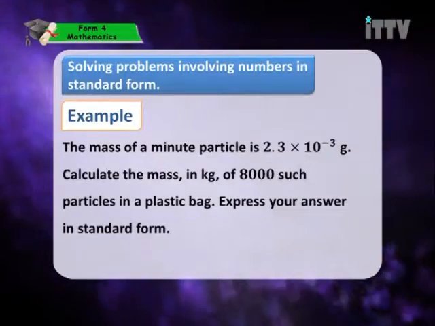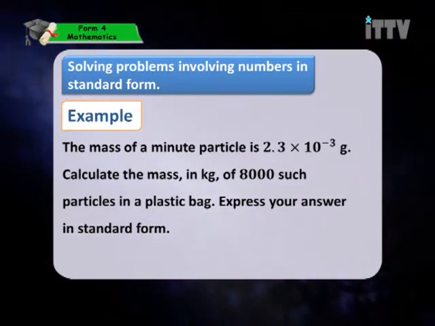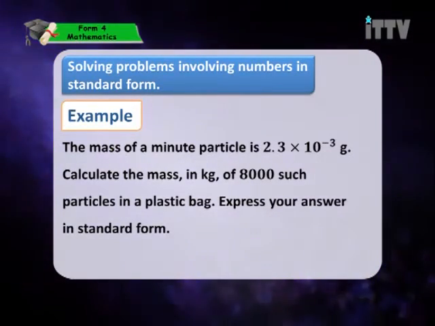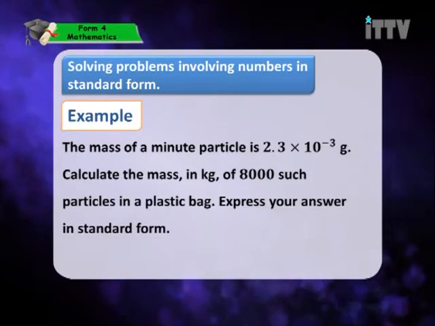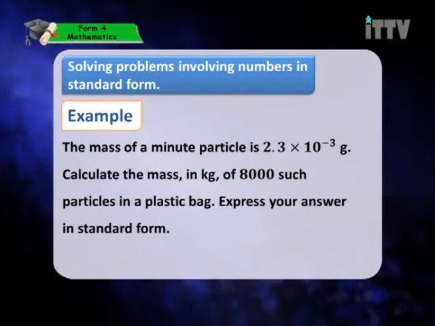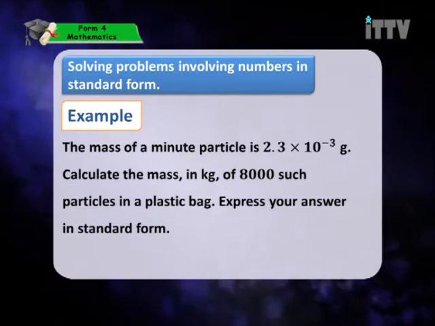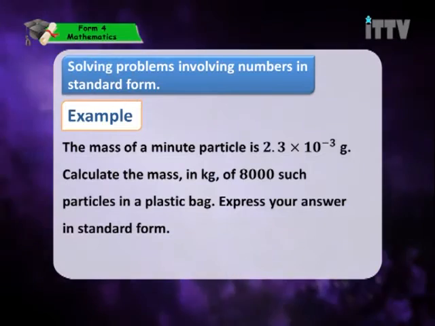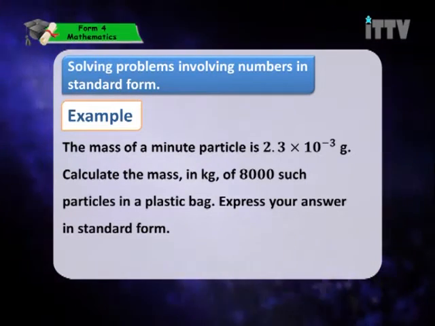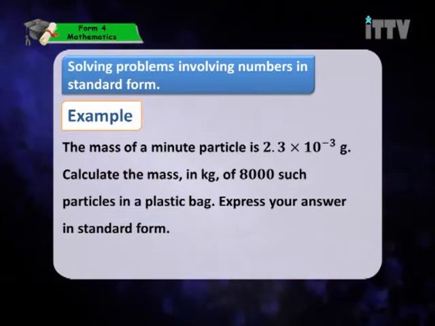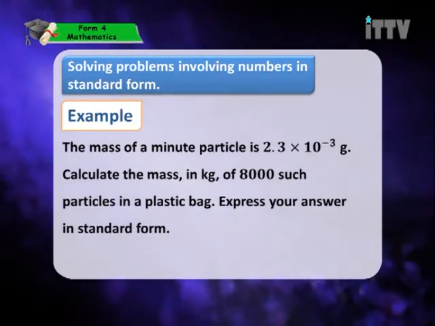Alright, sometimes we have to solve problems involving numbers which have already been converted to standard form. Let's look at this example. The mass of a minute particle is 2.3 times 10 to the power of minus 3 grams. Calculate the mass in kilograms of 8,000 such particles in a plastic bag. Express your answer in standard form. Alright, this is a problem involving standard form because you are required to express the final answer in the standard form. So analyze the question carefully.